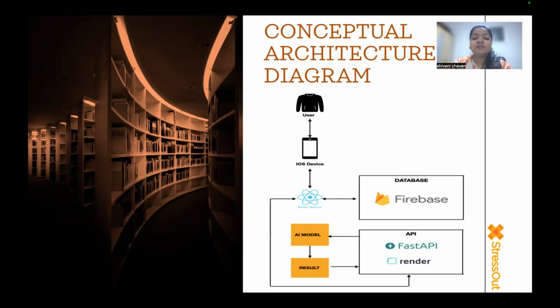So, in overall summary, your journey begins with interacting with the React Native app on your iOS device. The app collects your details and photos, which are stored in Firebase. The analysis, powered by FastAPI and Render using TensorFlow and Keras, delivers insights into the potential presence of depression based on the uploaded photo. This comprehensive architecture ensures a seamless and effective depression detection experience.